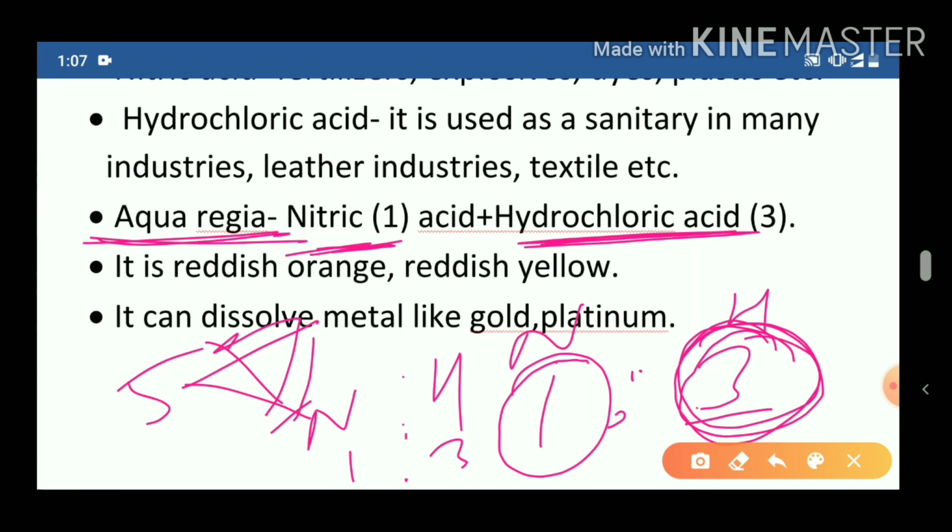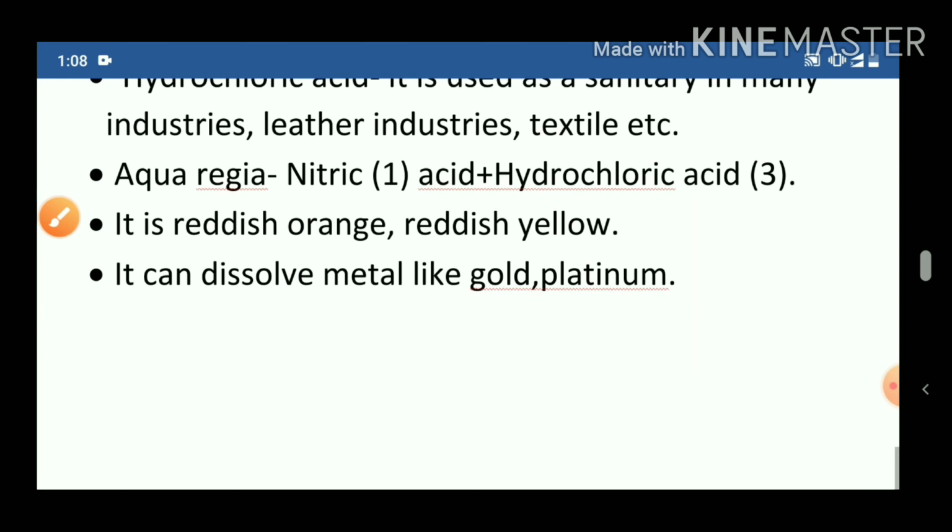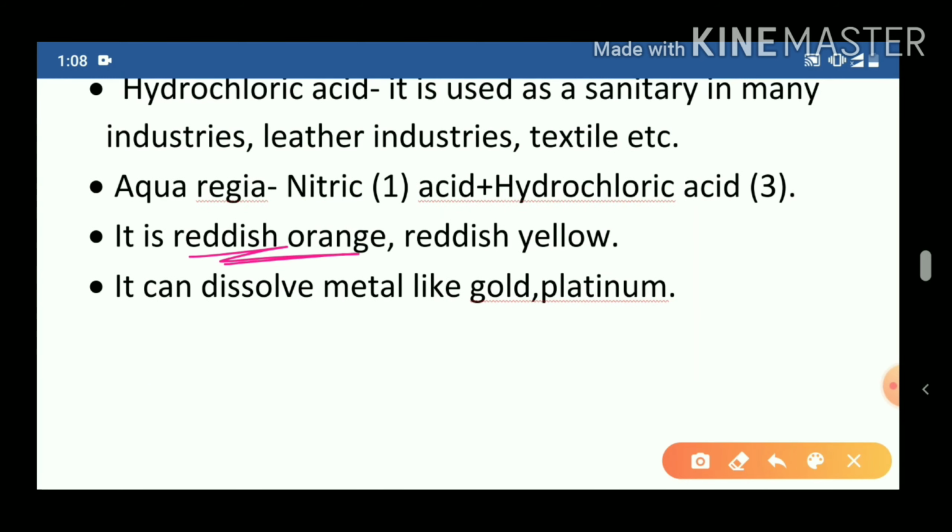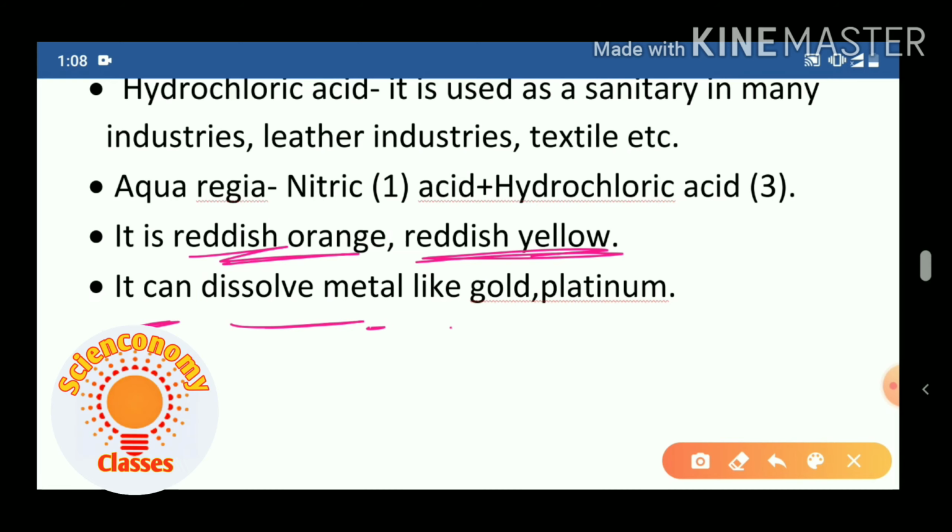So aqua regia is a mixture which is formed by nitric acid and hydrochloric acid. So what is the specialty of aqua regia? It is a reddish orange or reddish yellow solution. Now what is the important thing? Aqua regia can dissolve metals like gold and platinum also. That means it is a solution which can dissolve gold and platinum.